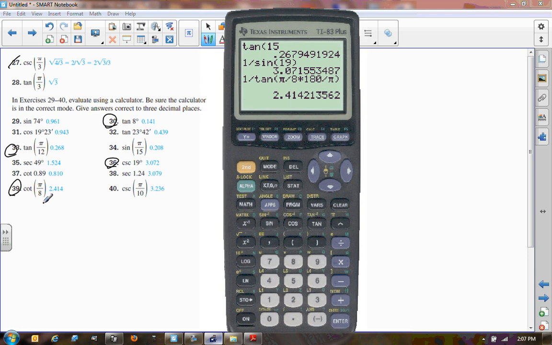All right, so that's calculator button pushing. There will be calculator button pushing.